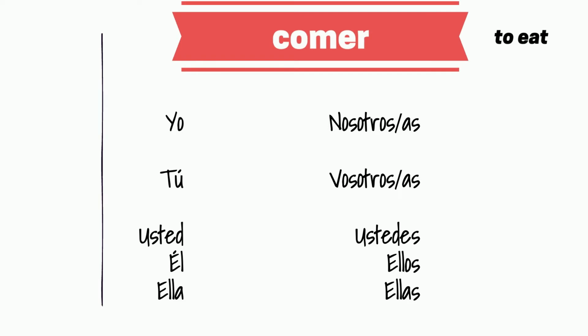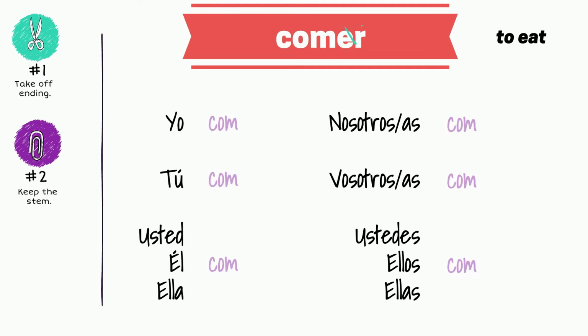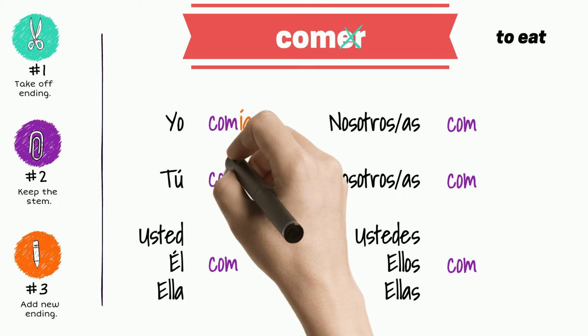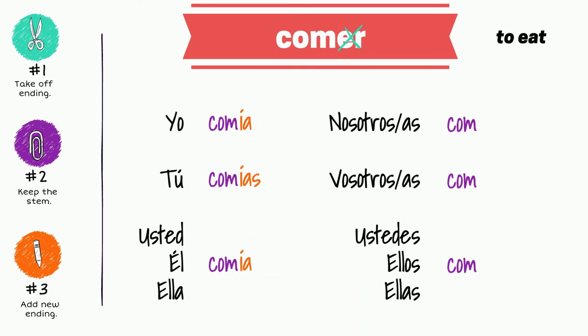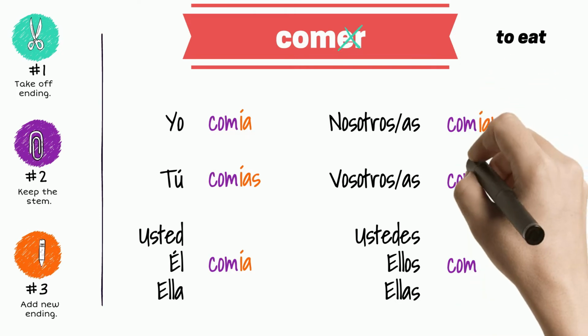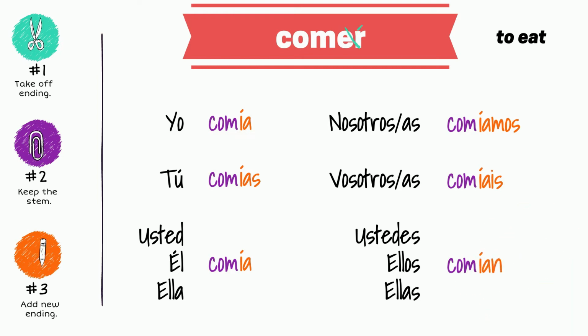And now, comer. Take off the ending ER, keep the stem of the verb, add the ending that corresponds to the subject. Yo comía, tú comías, usted, él, ella comía, nosotros, nosotras comíamos, vosotros, vosotras comíais, ustedes, ellos, ellas comían.